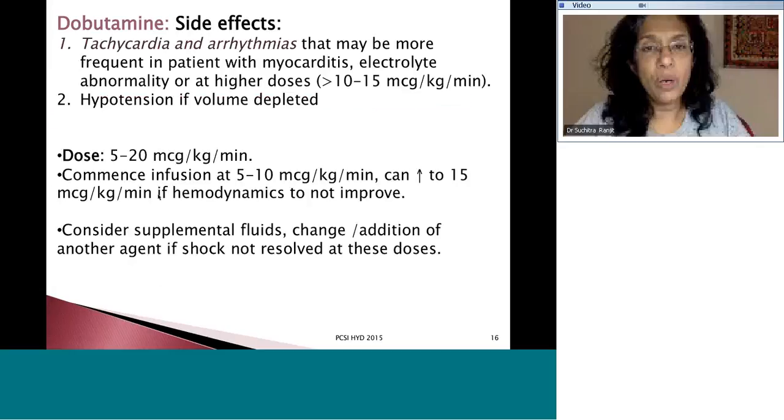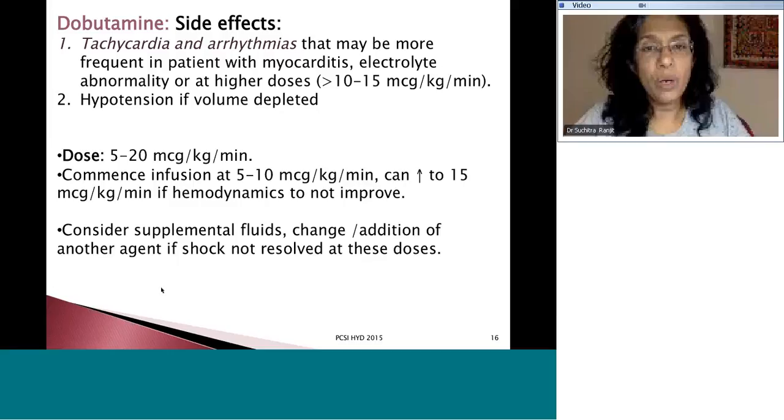The side effects occur when you use higher doses, and may be more frequent in a patient with an underlying irritable myocardium, like if there's underlying myocarditis, electrolyte abnormality, or at higher doses. And as I said before, hypotension can occur, especially if the patient is volume depleted.